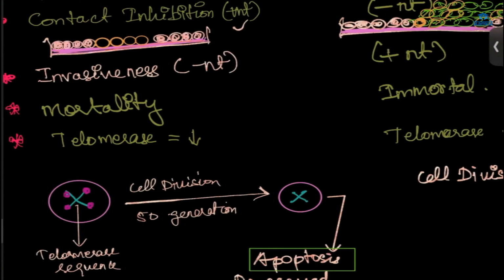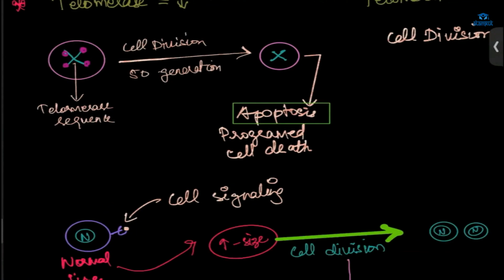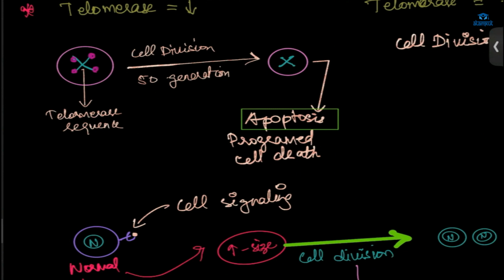Now you see this, in cells there is telomerase sequence. The enzyme telomerase, this is the sequence of it. After 50 generations, what will happen? The telomerase enzyme will not be present, so there won't be any telomerase sequence. Because of that, the cell will die, programmed cell death will happen.